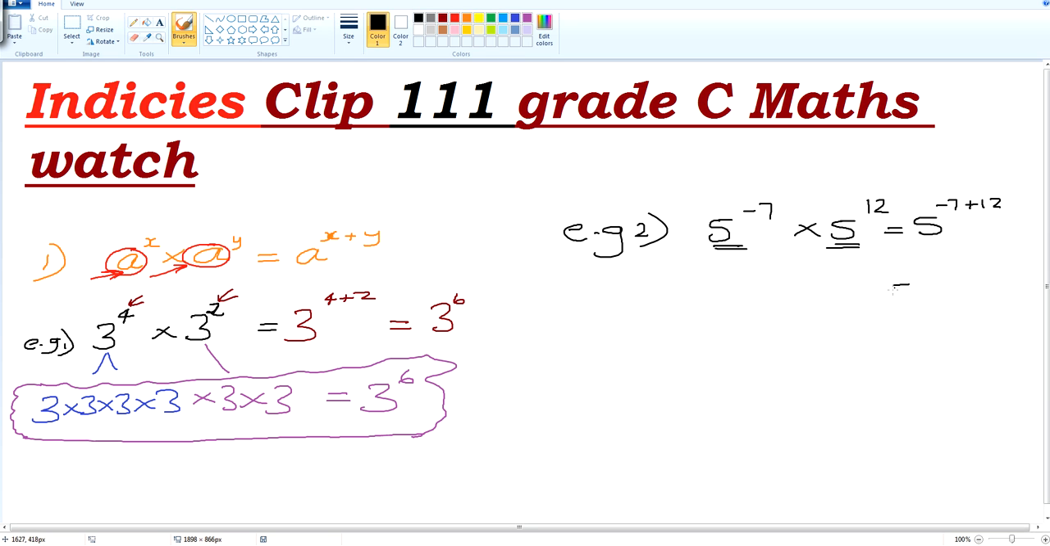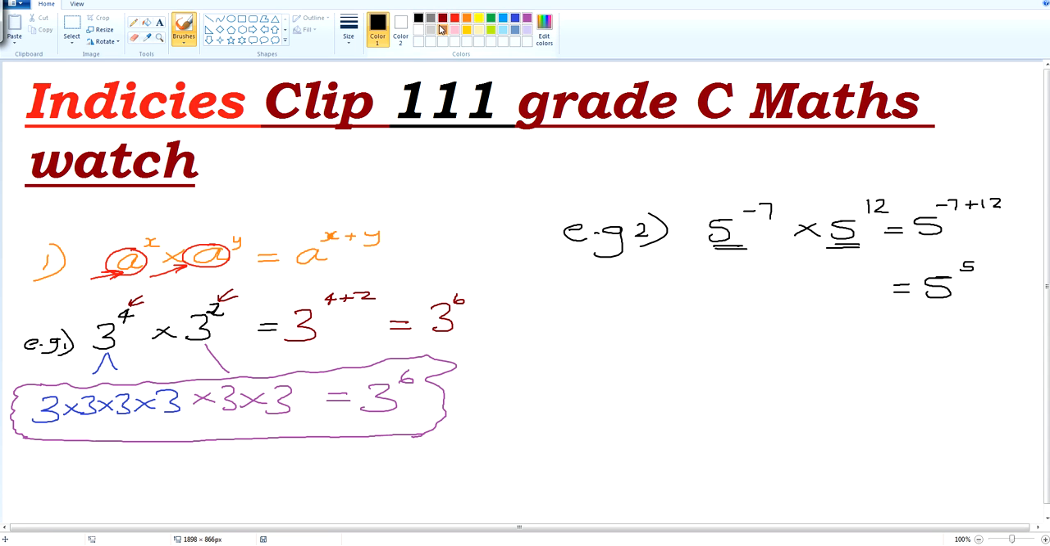So don't get worried about what you're going to get from this. So what is minus 7 add 12? That's our normal negative numbers. So I owe you 7, I have 12, so that means I will have 5. So the answer will be 5 to the power of 5. That is how that particular question simplifies.